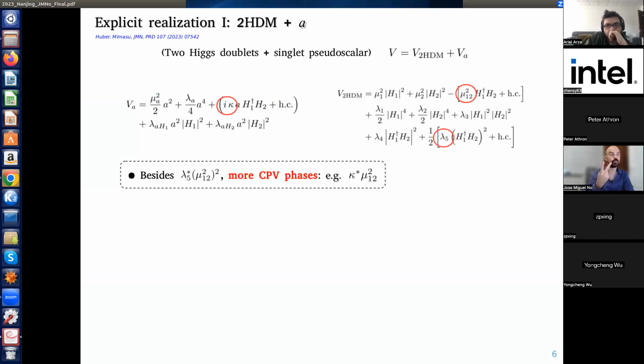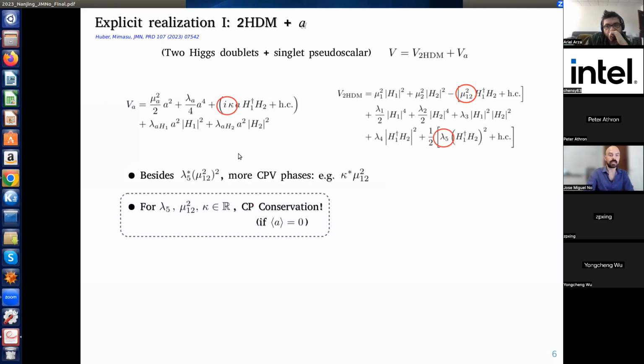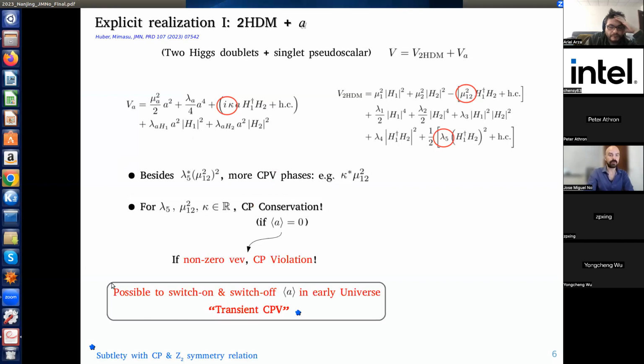At the end of the day, there are two independent reciprocating invariants rather than just one. Now, if all three parameters that I have here are real simultaneously, I have explicit CP conservation in my model. This is a pure pseudoscalar, and I have explicit CP conservation. If the VEV of the pseudoscalar is 0, which is what I would want at 0 temperature in order not to break CP at 0 temperature. However, if the VEV was non-zero at any point, this would induce CP violation in my model.